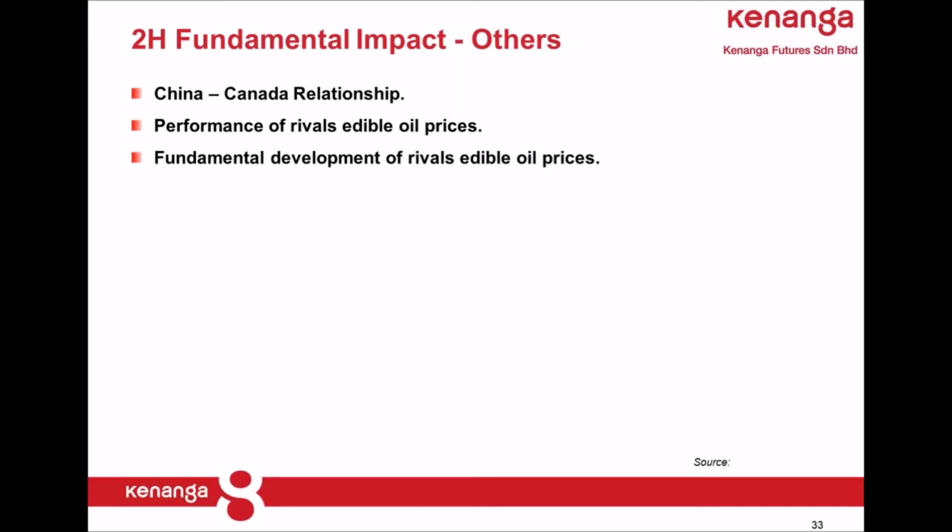Okay, other factors to be watched for the remainder of the year. As you can see, China has a deteriorating relationship with Canada. Canada is basically pro-US, so the deteriorating relationship resulted in China stopping buying Canada-produced rapeseed oil. Another factor will be the performance of rival edible oils, and also their fundamental development in terms of supply and demand that is going to impact their prices.